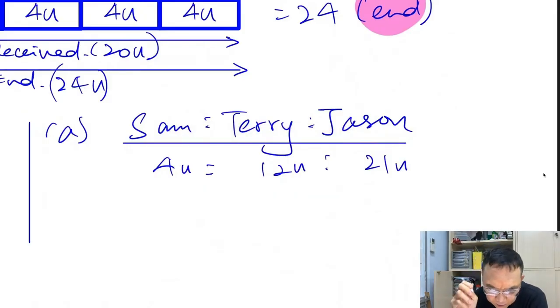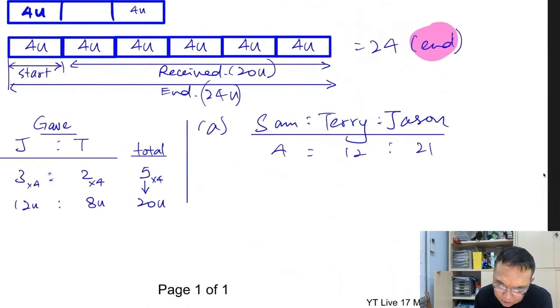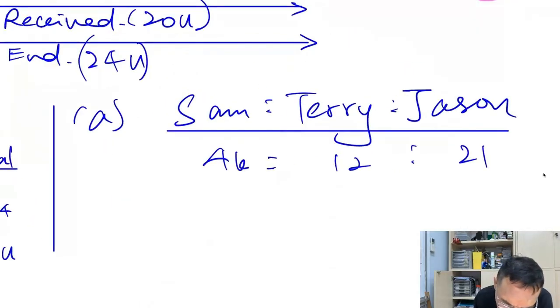The answer for ratio cannot have the units inside. So don't write this because your teacher is going to penalize you for this. Just write 4 to 12 to 21. It cannot have units. It also cannot have kg. It cannot have any kind of units. It can just be a pure number. Nothing else. Remember this.